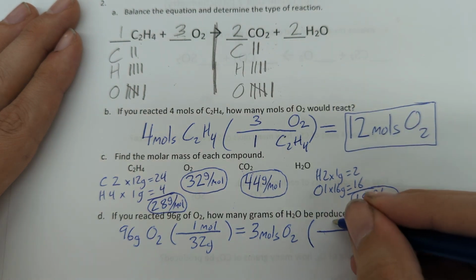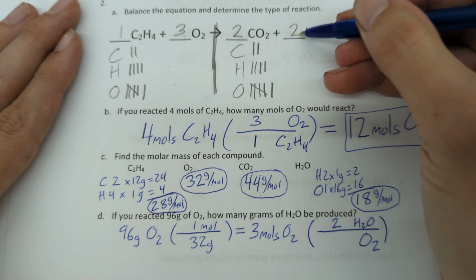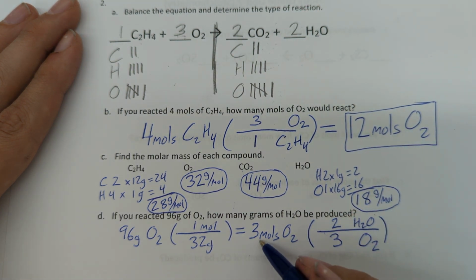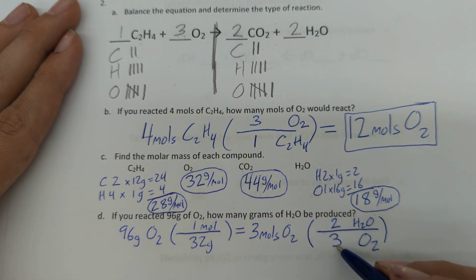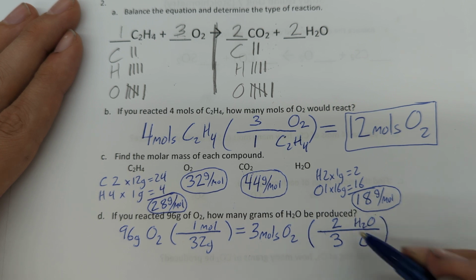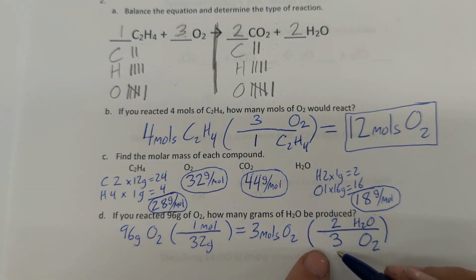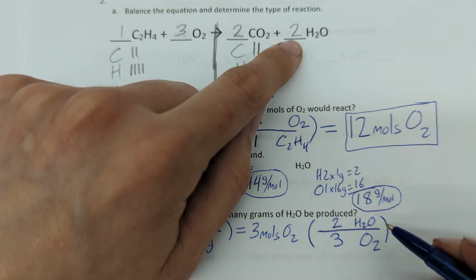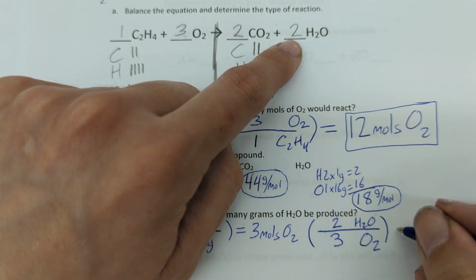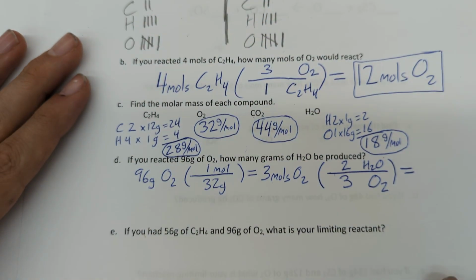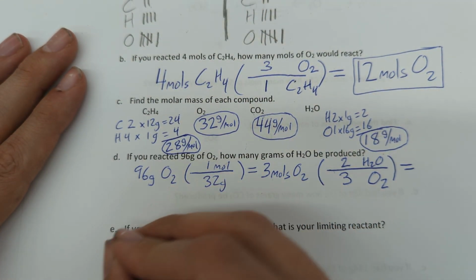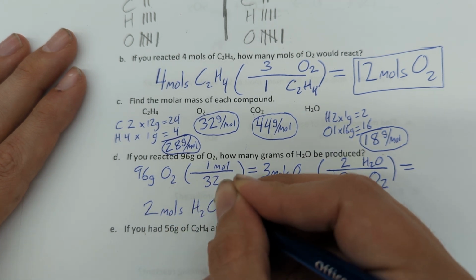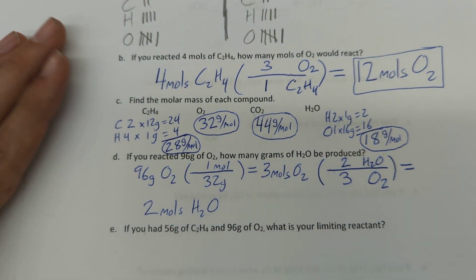So 2 for the H2O straight from here. For oxygen, we have 3. So it would be 3 times 2 divided by 3. The reason these numbers are used is that for every 3 oxygen we use, we're going to be making 2 water. So 3 times 2 divided by 3 would equal, and we'll move that down here, 2 moles of water. So if I was asking for moles of water, I'd be done.